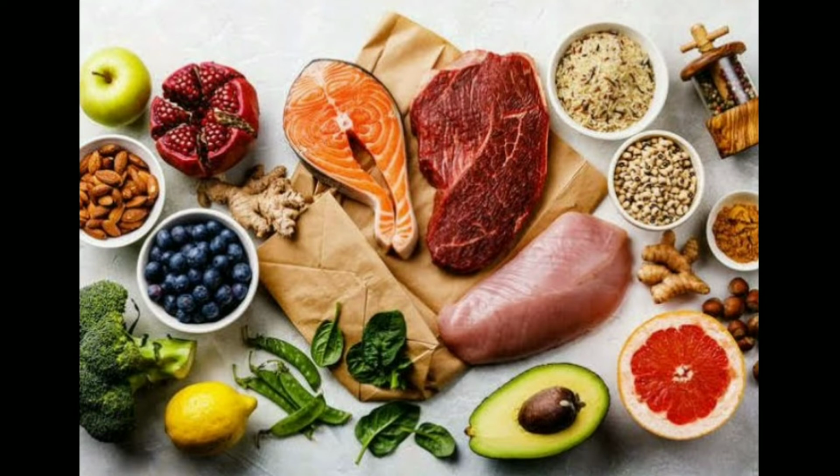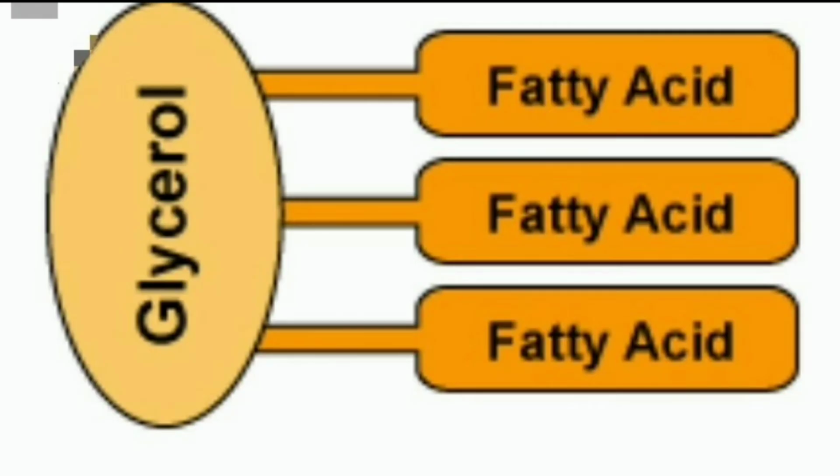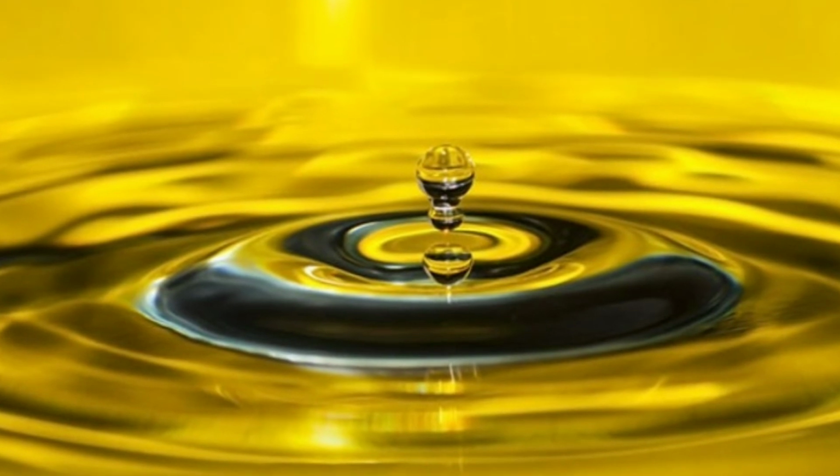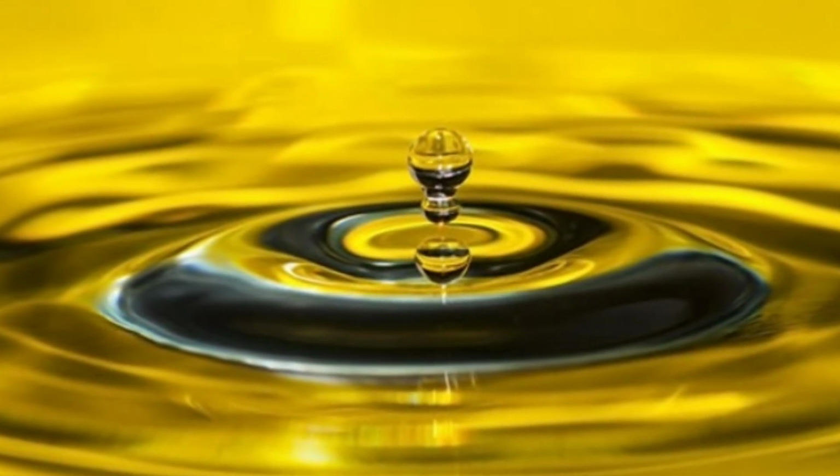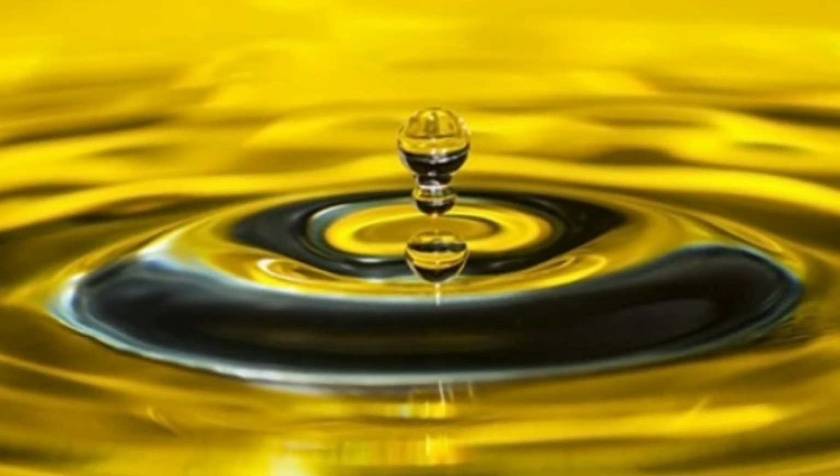Fats or lipids. Fats are also known as lipids. Like carbohydrates, fats contain only 3 kinds of atoms: carbon, hydrogen, and oxygen. A fat molecule is made up of 4 smaller molecules joined together. One of these is called glycerol. Attached to the glycerol are 3 long molecules called fatty acids. Fats are insoluble in water, and fats that are liquid at room temperature are called oils.